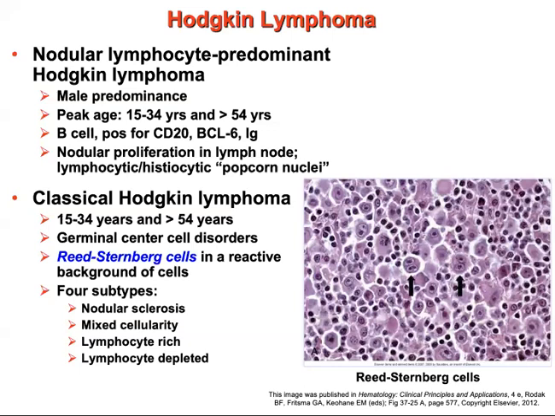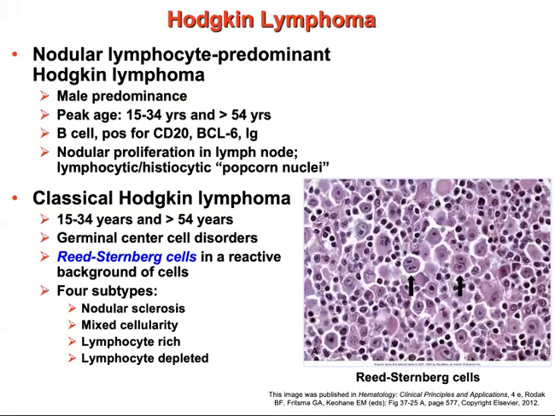Hodgkin's lymphoma can be divided into two broad categories. There's the nodular lymphocyte predominant Hodgkin lymphoma, and then there's the classical Hodgkin's lymphoma. The nodular lymphocyte predominant Hodgkin lymphoma is a B-cell neoplasm. It's rare. You see lymphocytic, histiocytic cells. They're also known as the little popcorn cells.